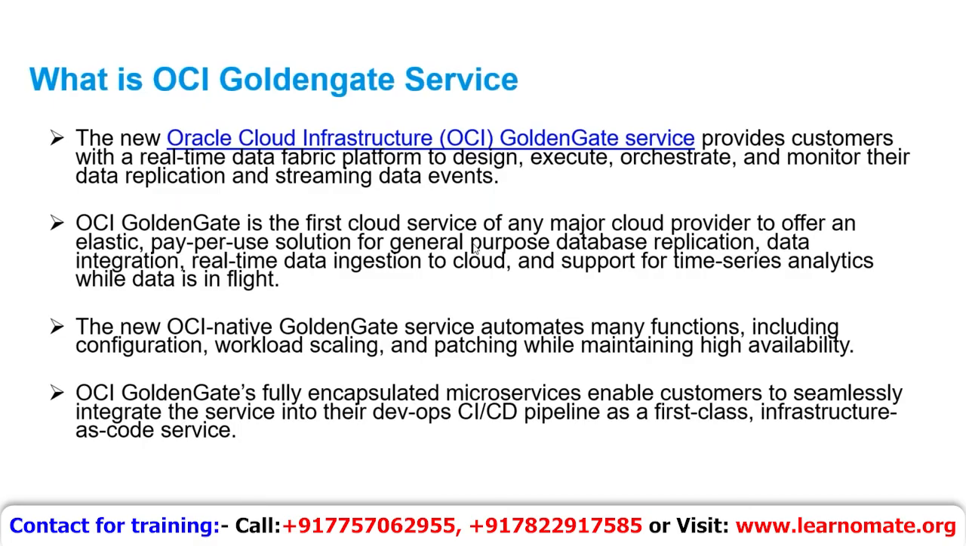So if your GoldenGate service is not up and running, you won't be charged anything. So the new OCI native GoldenGate service automates many functions, including configuration, workload scaling, and patching, while maintaining high availability. This GoldenGate cloud service automates patching. Patching is really very easy in this environment.